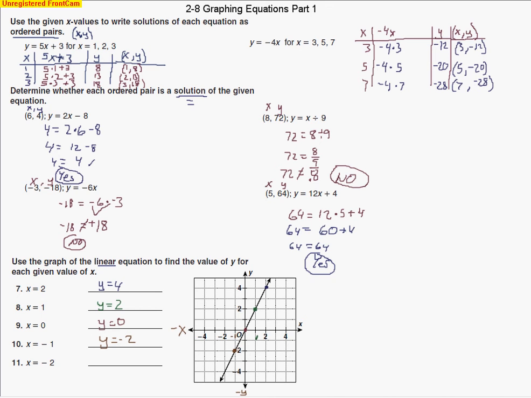One last one here. It shows x at -2. So going to the left -2, I go down 1, 2, 3, 4 spaces. So I end up at -4. So when x is -2, y is -4. Well, those are the types of problems you're going to see on tonight's homework.